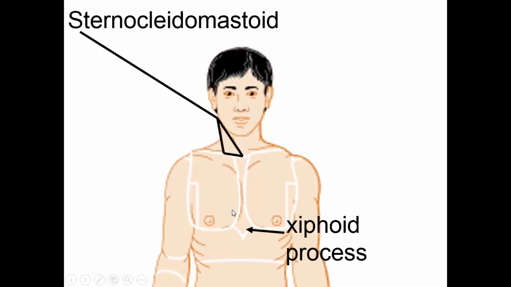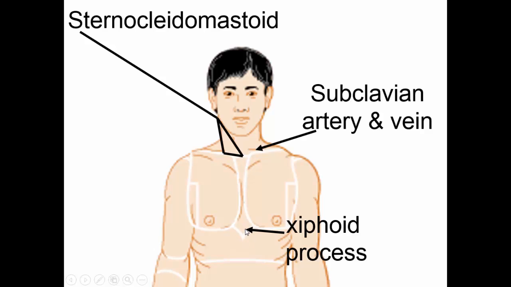The xiphoid process is at the base of your sternum. The ribs come up and meet right here. You can easily palpate this area. The subclavian artery and vein can be found immediately behind the clavicle. If you go about a third of the way down the clavicle and really press hard behind the clavicle, you can actually feel the pulse in the subclavian artery.